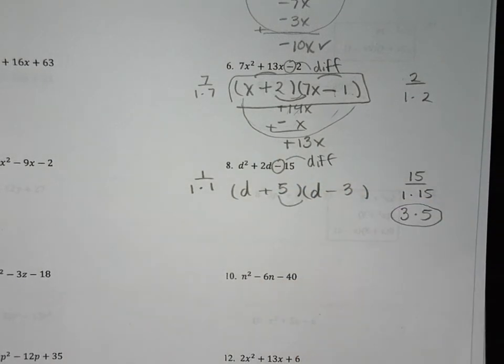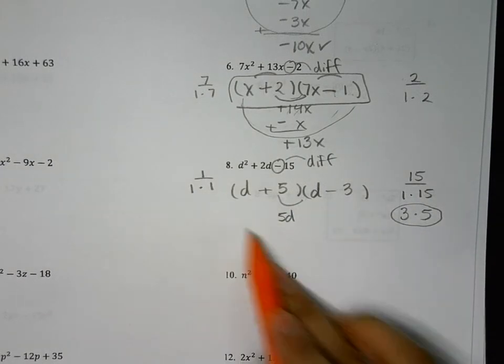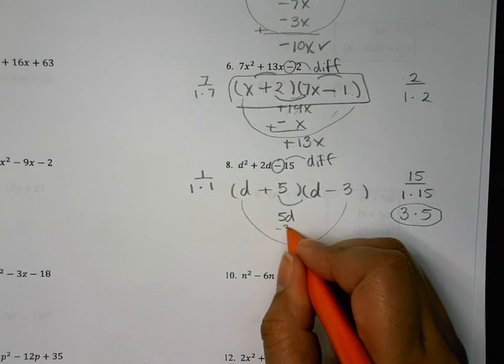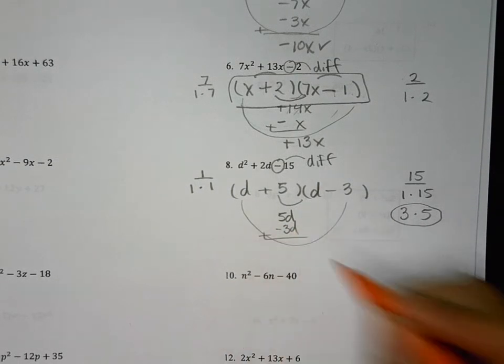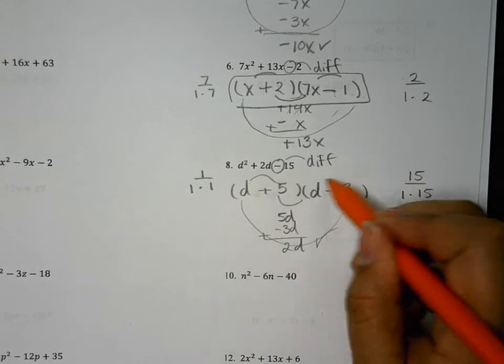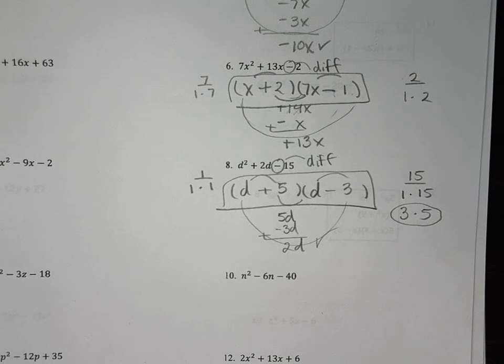Positive 5 and negative 3. Let's check. What does the inside give me? 5D. What does the outside give me? Negative 3D. What does that add up to? And is that the middle term? We're happy. We box it in.